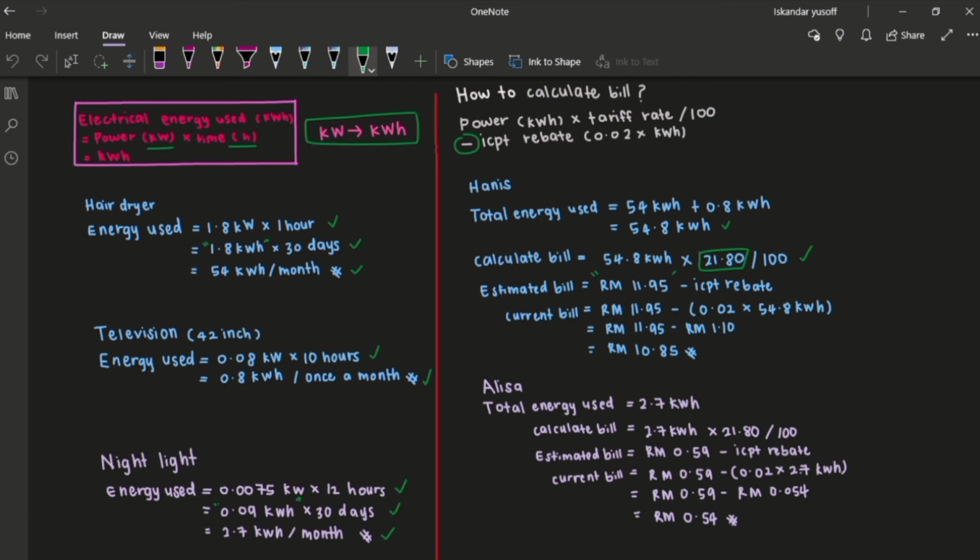Then we need to minus the value with the ICPT rebate by multiplying 0.02 with 54.8 kilowatt hour, and the answer we will get is 1 ringgit and 10 cent. After we minus the estimate value and the ICPT rebate, we will get the current bill that Hanis should pay, that is 10 ringgit and 85 cent for the month.